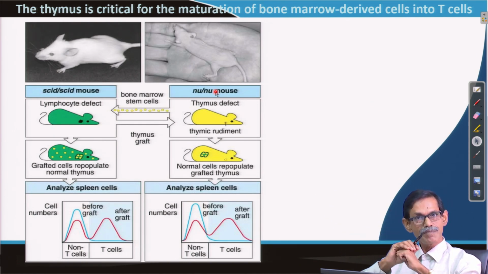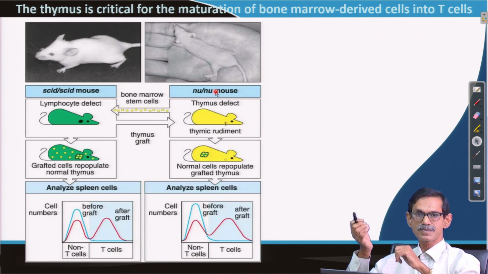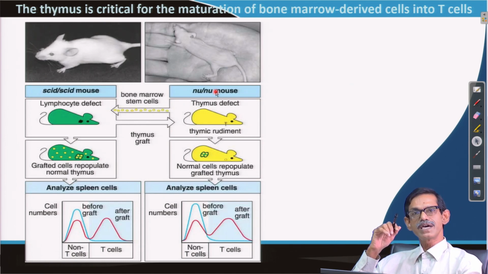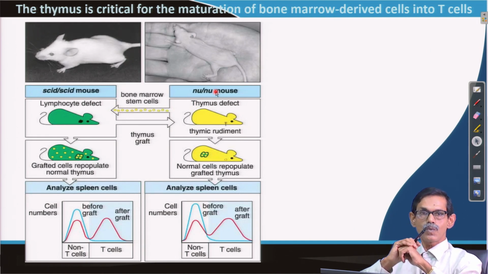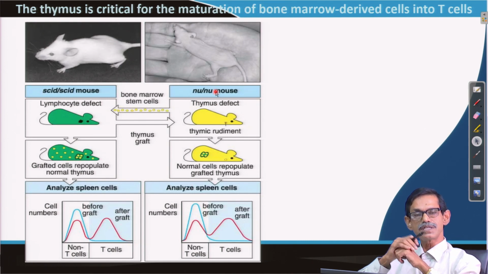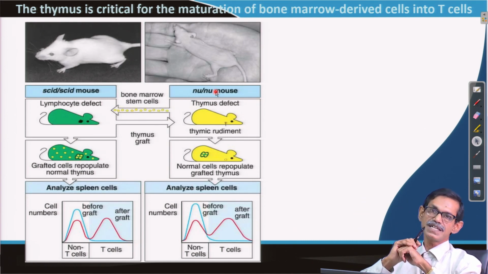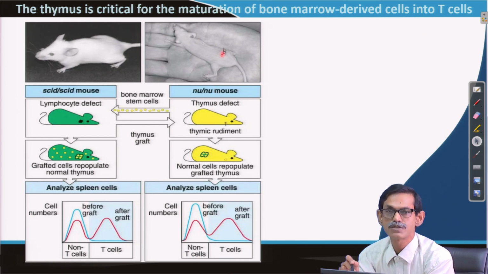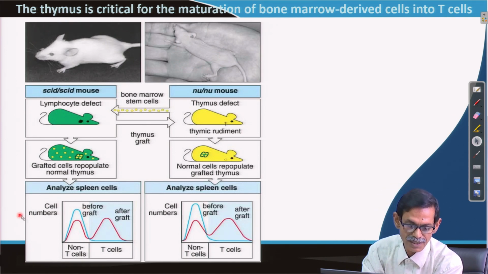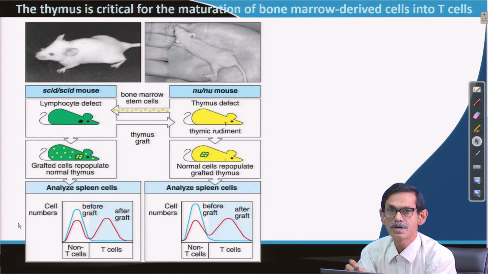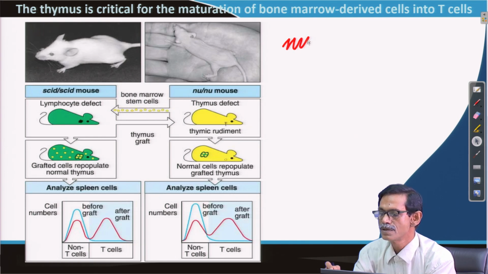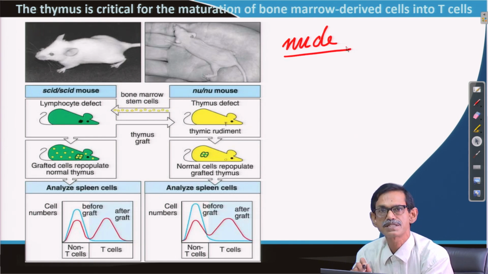So, due to mutation it can happen, or at the neonatal stage, or when the mouse is in the mother's womb, at that time we can operate out the thymus. So why do we call it a nude mouse? Because as soon as you remove the thymus, they lose their skin hair. If you see this mouse, there is no hair on the skin. That is why it is called a nude mouse.